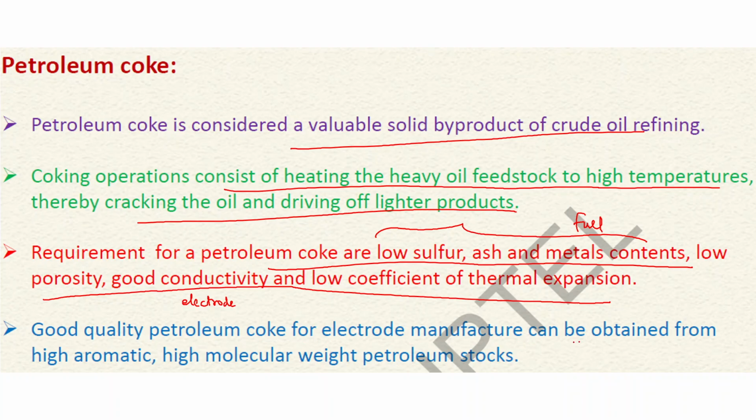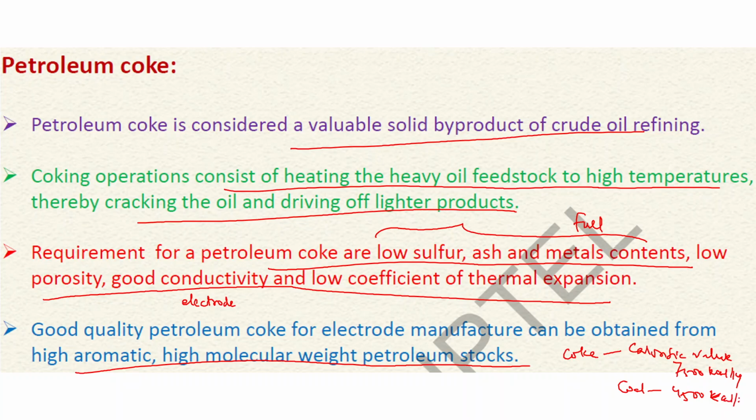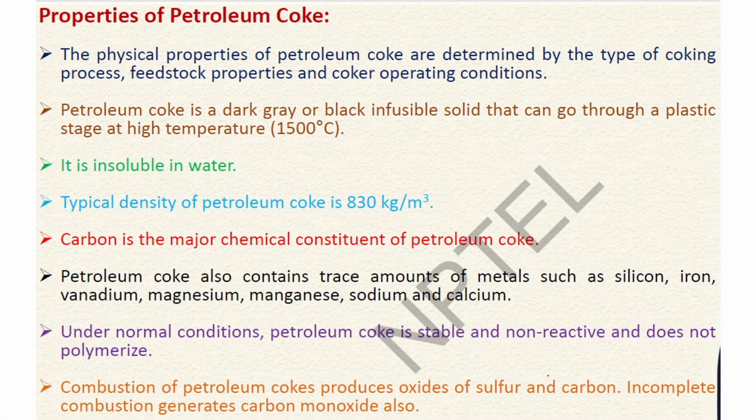Good quality petroleum coke for electrode manufacture can be obtained from high aromatic, high molecular weight petroleum stocks. Coke has a very good calorific value of around 7,500 kilocalorie per kg compared to coal, which has about 4,500 kilocalorie per kg, so it is used as fuel in most cases nowadays. Coal also absorbs moisture, whereas coke does not as it is hydrophobic. So coke is a better fuel compared to coal. These are some of the properties of petroleum coke.